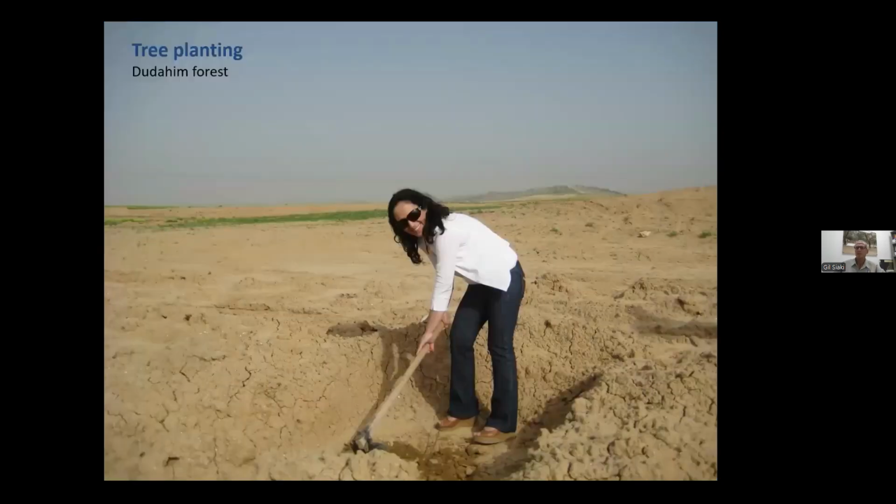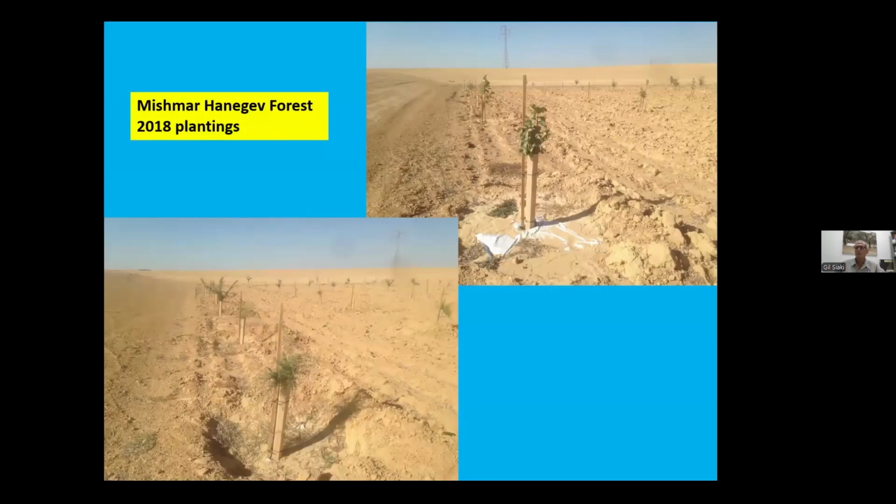These are the stages of the planting. Now the tree will be planted here. Each tree will get what we call fabric, meter by meter, to prevent evaporation. Each seedling gets a plastic tube and a stick to support. This is 2 years or 1.5 years, let's say, after planting.